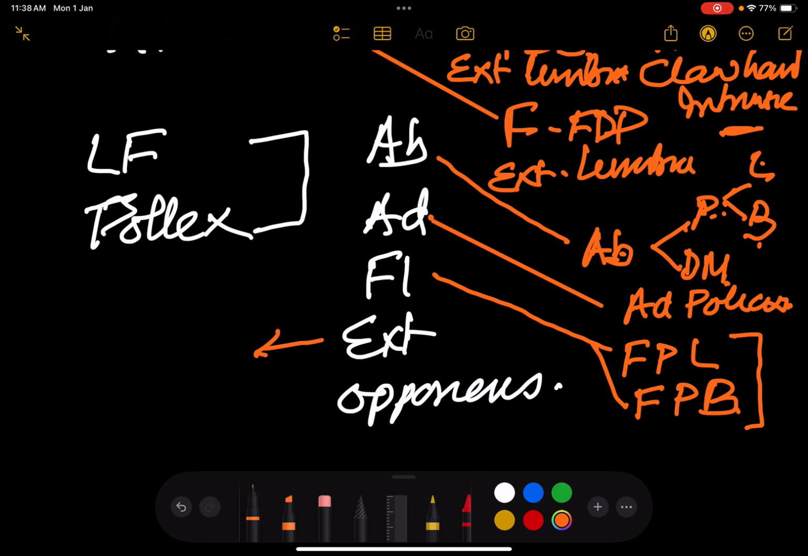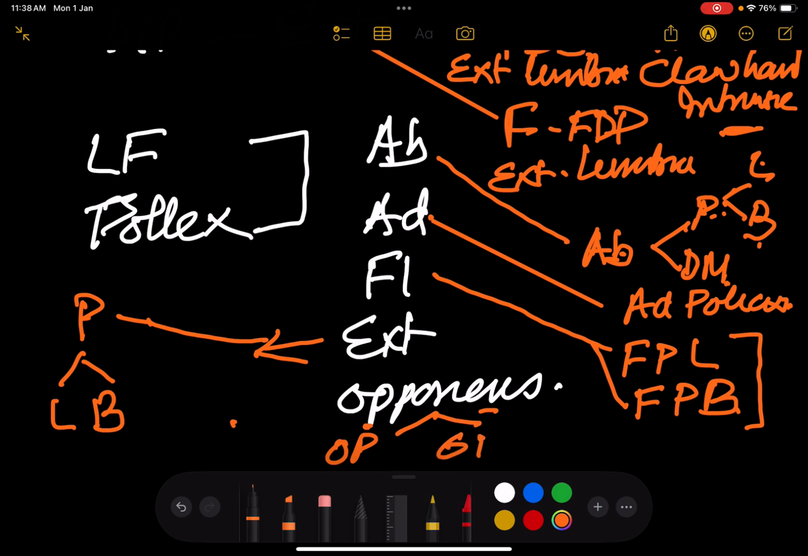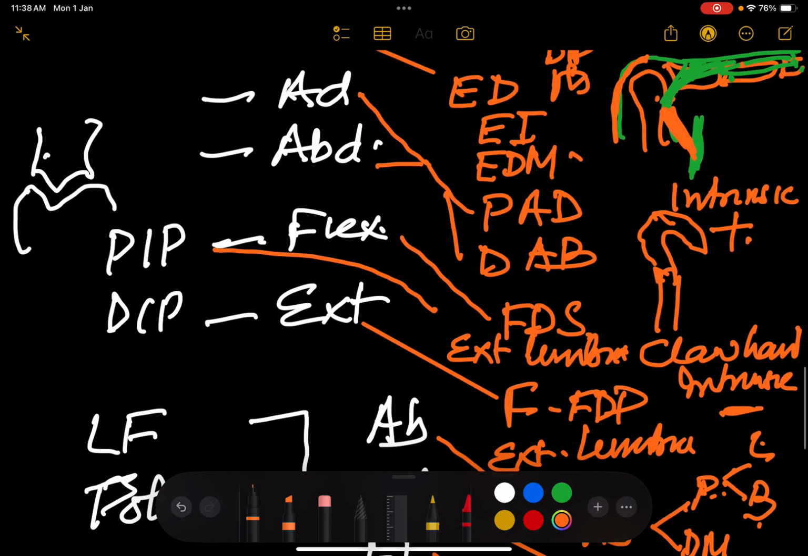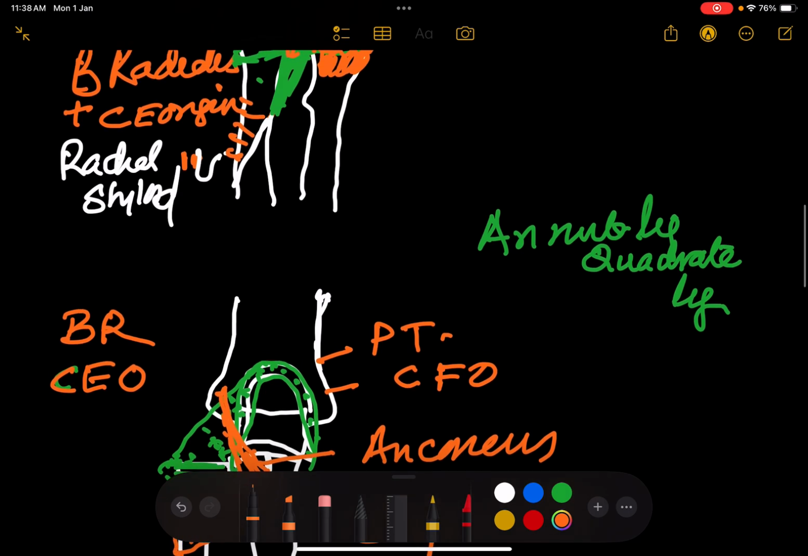And finally the extensors for the thumb are extensor pollicis longus and extensor pollicis brevis. Whereas for the little finger, you don't need a separate extensor because there's the extensor digitorum and extensor digiti minimi. Then opposition is by opponens pollicis and opponens digiti minimi. So at least learn to remember the names of the muscles that you will get below the elbow.